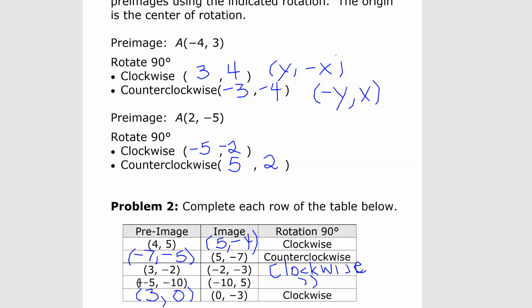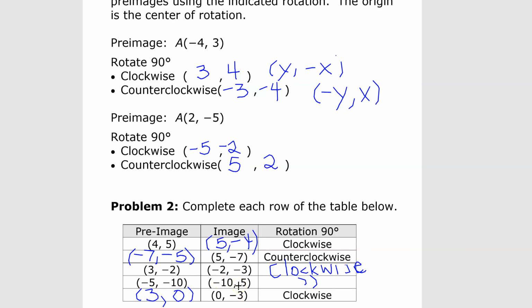Okay, let's look at it from the pre-image to the image. The pre-image is 3, 0. We change it according to the rule y, -x, so 0 stayed the same. And then -x, we put -3 as our y-coordinate.